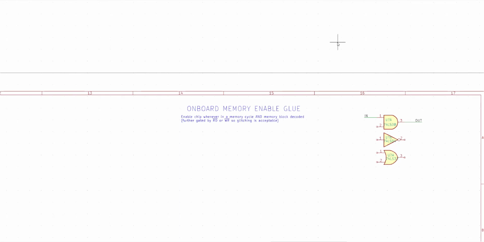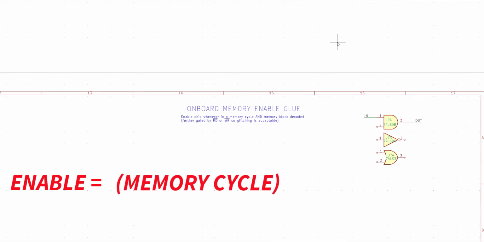I start with the simplest description and the simplest logic diagram I can think of. Sometimes I need to do a truth table or start with a K-map, but I'm going to go directly to a diagram here. So let me write a little description and come back. This is for the memory chip enable glue. It needs to enable the memory chip whenever the processor is in a memory cycle and when the memory decoder has mapped the address to this chip's block of memory.